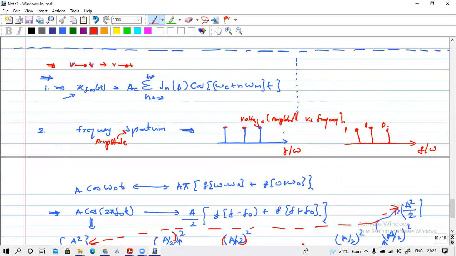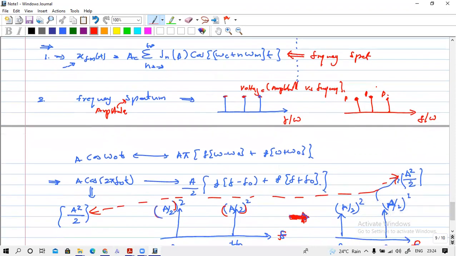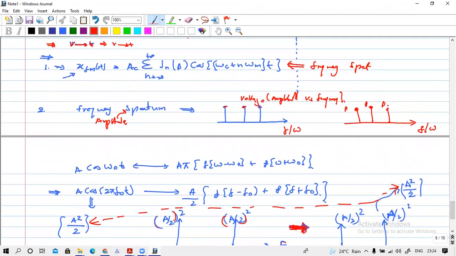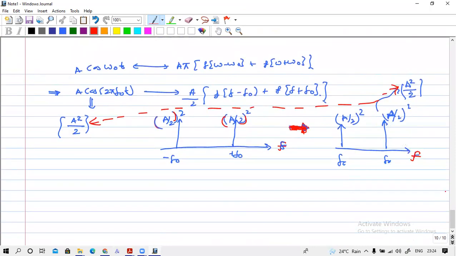So first of all, to draw the power spectrum, we will see the frequency spectrum of this signal. I think you can simplify it. Here you have to find the frequency spectrum of a cos signal, cos(ωc + nωm)t. You can consider this as ω0, then you can simplify in the frequency spectrum.